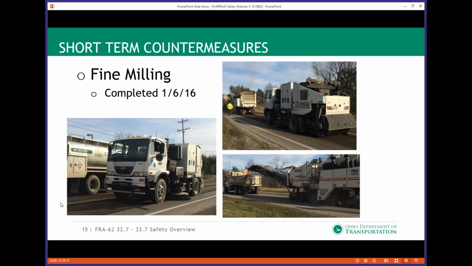So the fine milling was completed in January 2016. It was a joint effort between the contractor, who went out and did the milling, and our ODOT garage, who went out there with ODOT equipment and did the maintenance of traffic and removal of material and the rest of the work. So it was sort of a combination between the contractor and ODOT crews to get that work done.